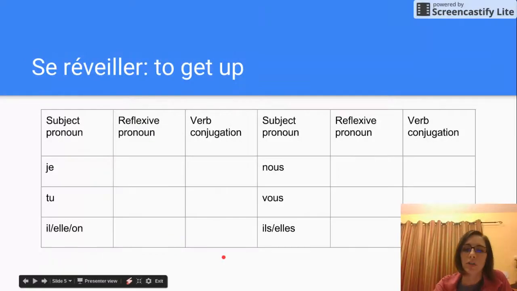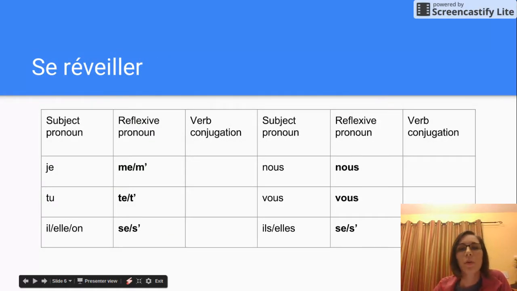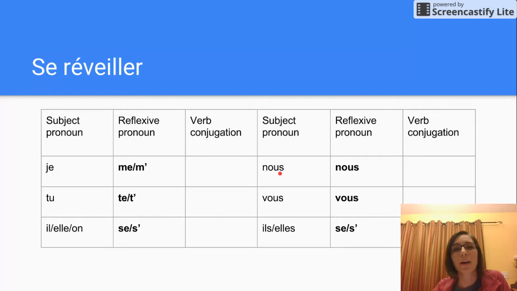I have, for each of these subject pronouns, a reflexive pronoun, that's my first part, and my verb conjugation. For our reflexive pronouns, for the subject je, our reflexive pronoun is me, or if our verb starts with a vowel, we'll use m apostrophe. Tu is te, or t apostrophe. Il, elle, on is se, or s apostrophe. Nous, you actually just repeat nous again, so it's nous nous. And then vous, repeat it again. And then ils or elles, se, or s apostrophe.